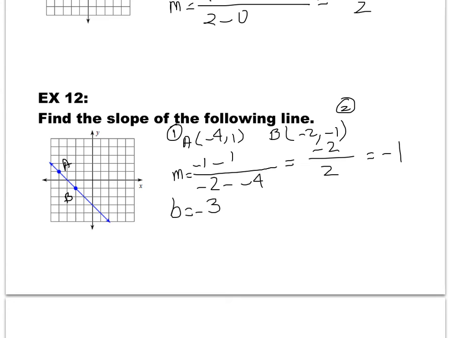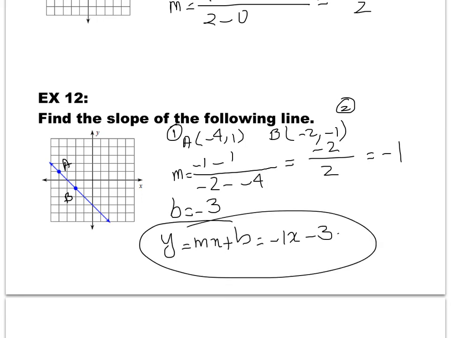Now, if I ask you to write the equation of the line, remember, y is equal to mx plus b. What is m here? We found m. What is m? Negative 1. So I'm going to replace m with negative 1, so negative 1x. And what is b? Negative 3. So I write negative 3. So I say the equation of the line is y equals negative 1x minus 3. That's it.